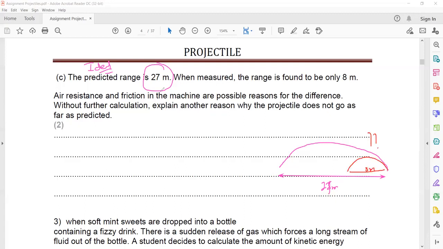So what could be a possible reason? Air resistance and friction, they already mentioned that air resistance and friction in the machine are the responsible reason for the differences. Without further calculation, explain another reason why the projectile does not go as far as predicted. So air resistance and friction are the two reasons they already mentioned. But why other thing?